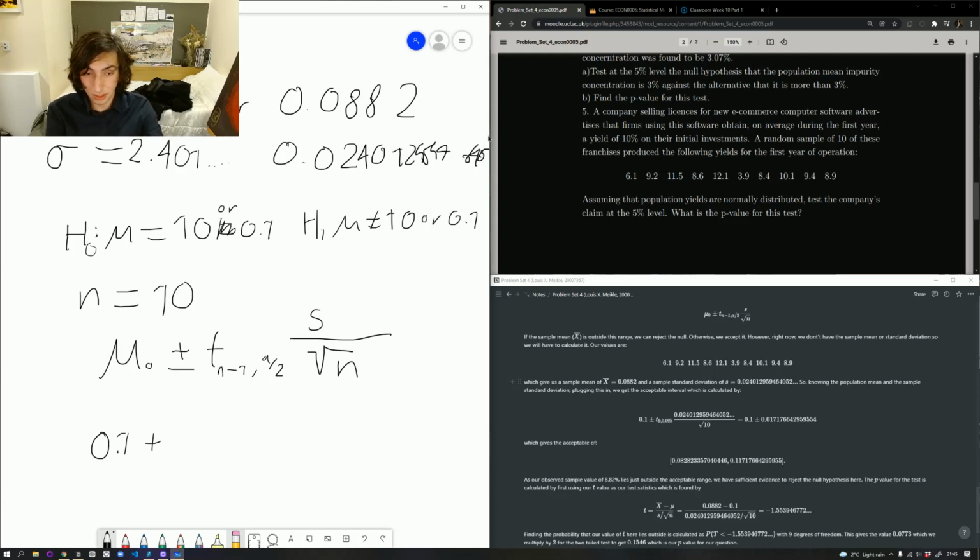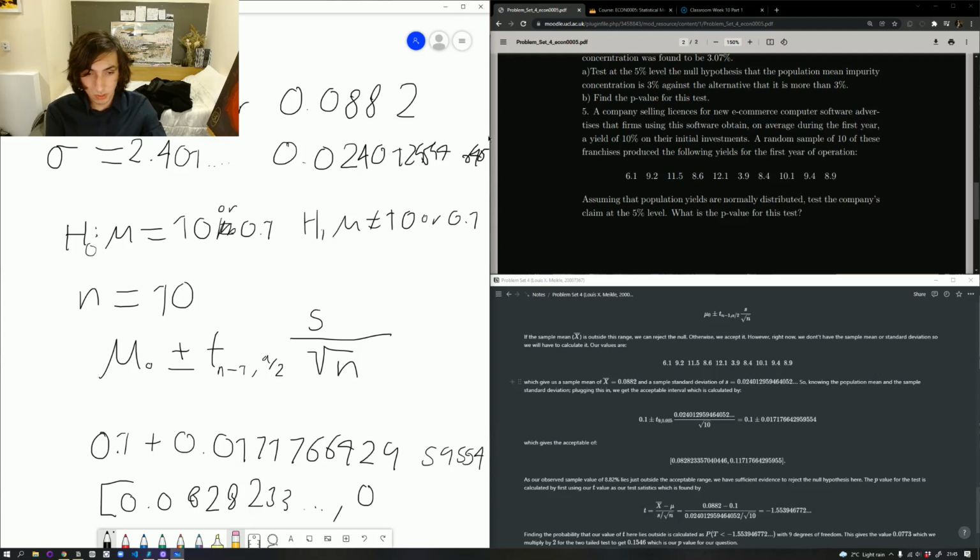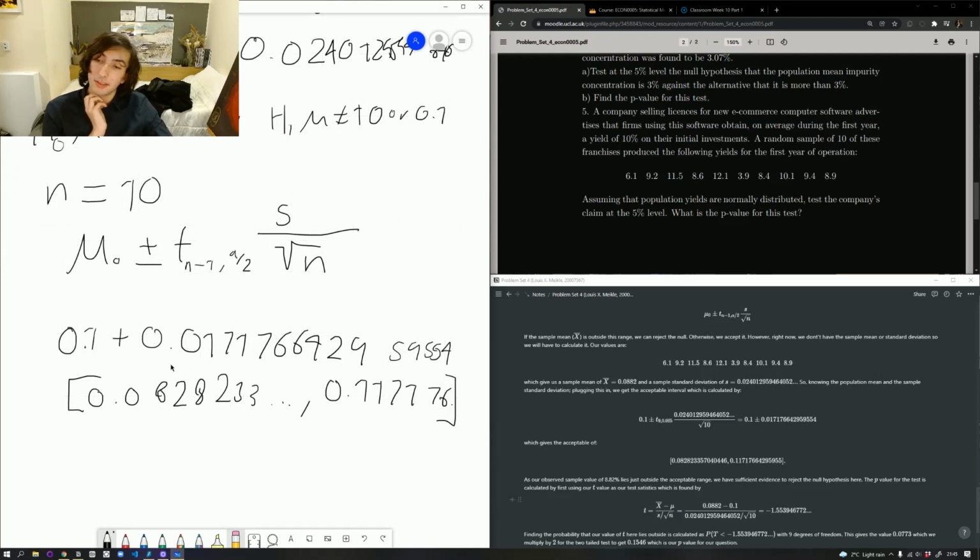This gives us an interval of 0.1 plus or minus 0.017176642959554, which gives an interval of 0.0828233 or whatever, and then 0.117176. So this gives you an interval based on the sample between 8.282% and 11.718%. Okay, so that's what we've got so far.